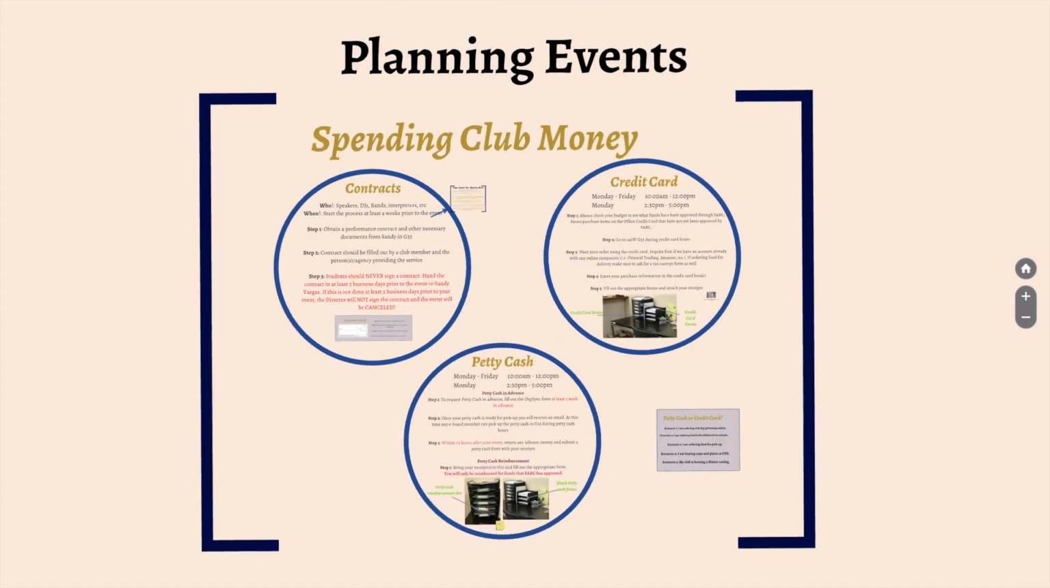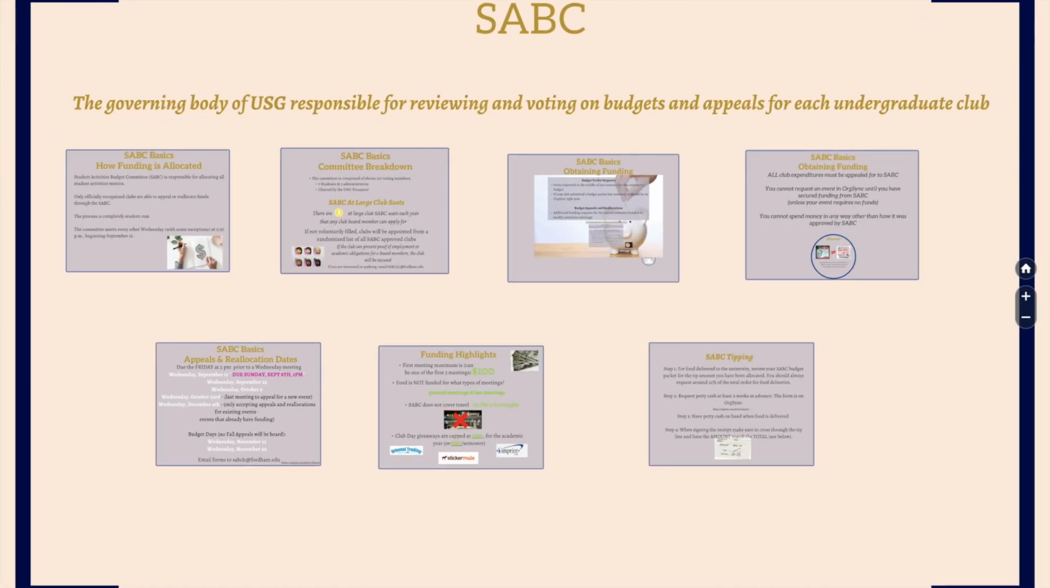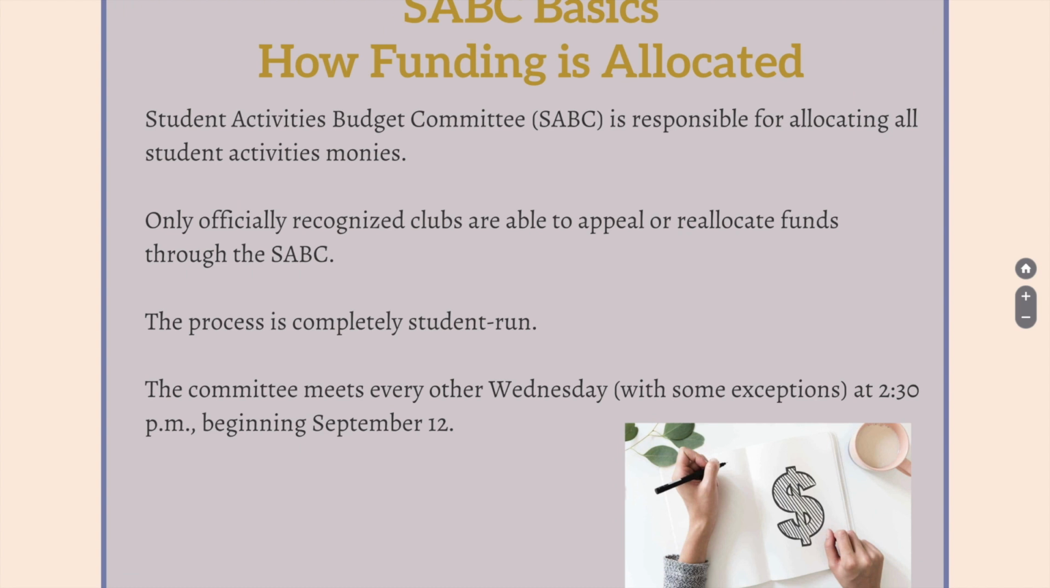Spending club money. SABC stands for Student Activities Budget Committee. They are the governing body of the United Student Government responsible for reviewing and voting on budgets and appeals for each undergraduate club. How funding is allocated.